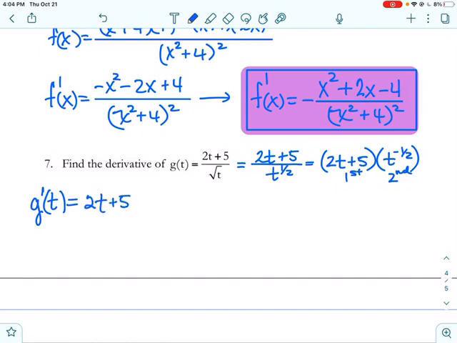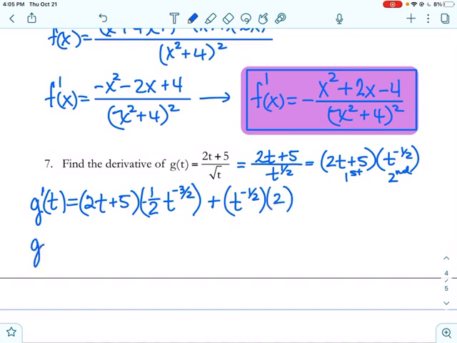Because I have my first and my second factor, I'm going to use the product rule with this. 2t plus 5 times the derivative of the second. So the derivative of the second, we'd bring the negative 1/2 around front. Negative 1/2 t to the negative 3/2. So negative 1/2 minus 1 is negative 3/2. So we have that. Plus first der second plus second. So plus t to the negative 1/2 times the derivative of the first, which is 2.